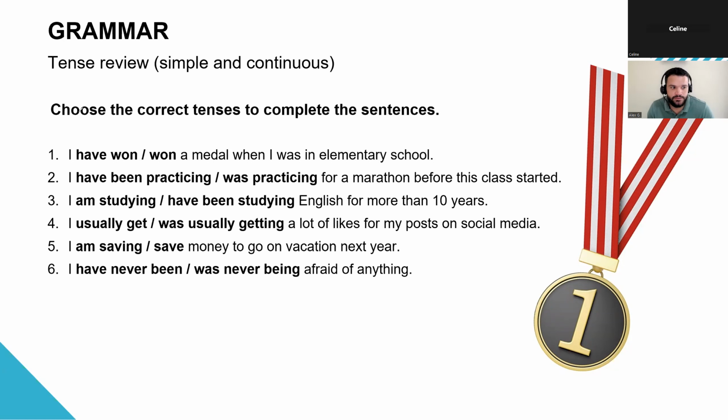So Celine, I'm going to ask you to please read the instructions here. Can you read the instructions here? Choose the correct tense to complete the sentence. Excellent. So here we have an example. For instance, it says, I have won or won a medal when I was in elementary school. So in this case, because this is an action in the past, we're going to use the simple past. So I'm going to highlight here, I won.